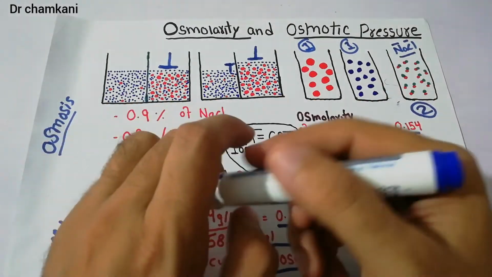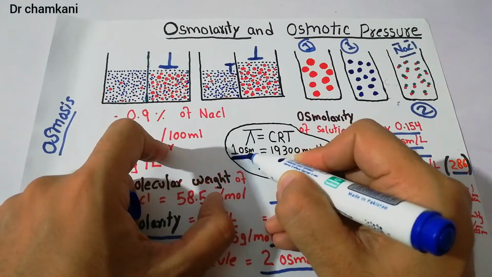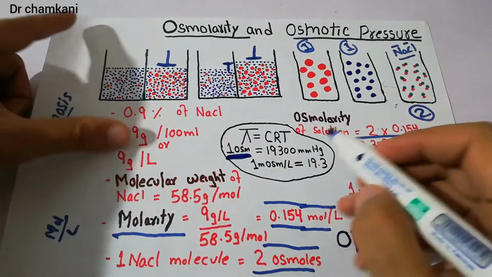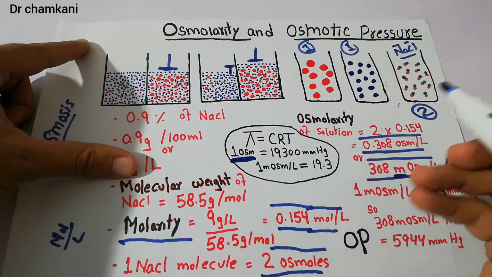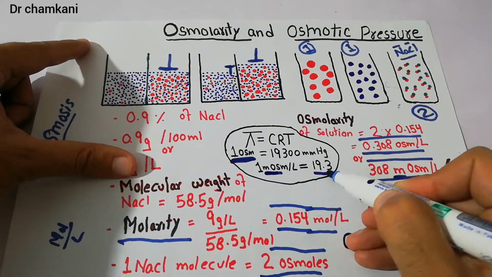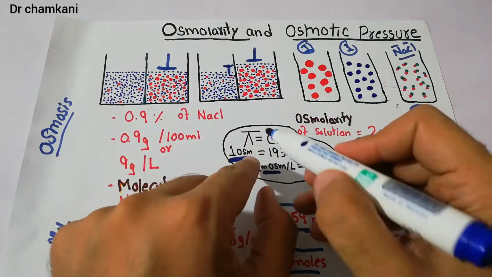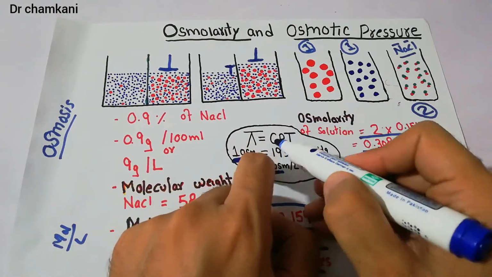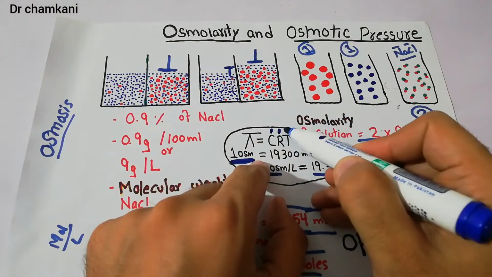This is basically predetermined. For a solution with osmolarity of 1 osmol, the osmotic pressure should be 19300 mm of mercury, and for a solution of 1 milliosmol, it should be 19.3 mm of mercury. Now how do we calculate this value? We calculate it by putting in the values of the concentration of a solution, the gas constant and temperature.